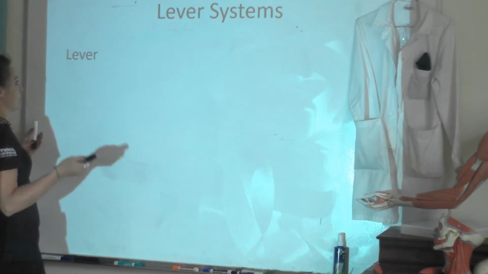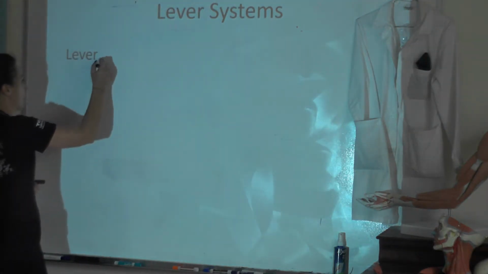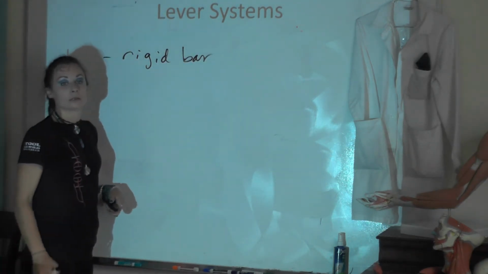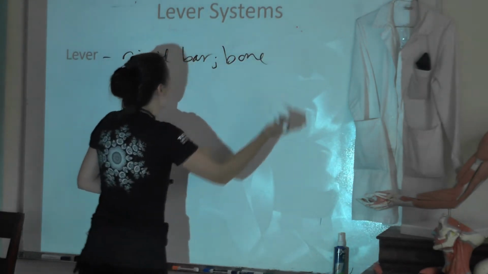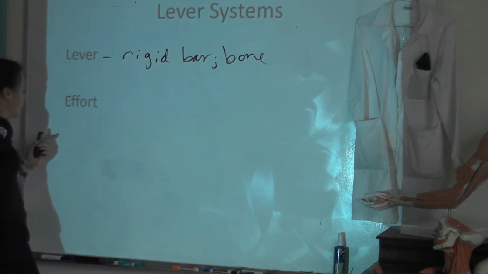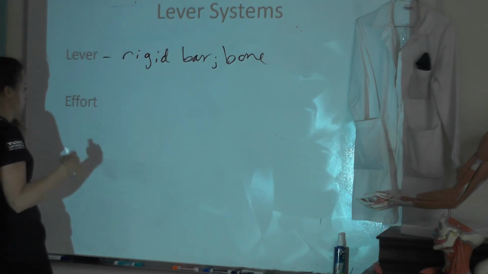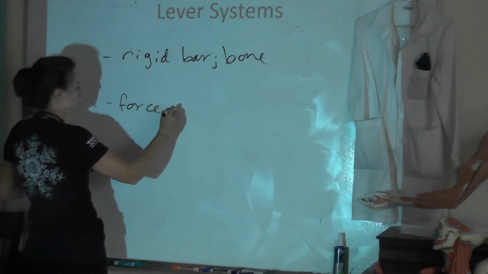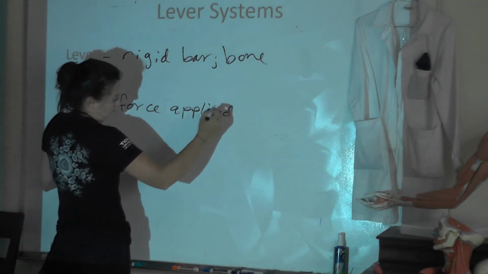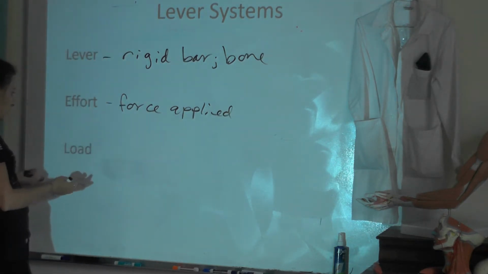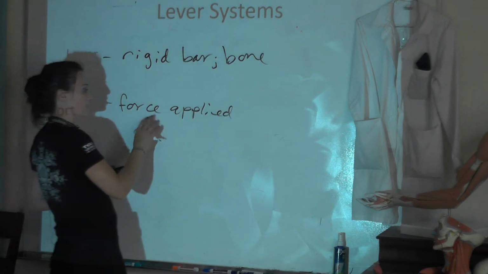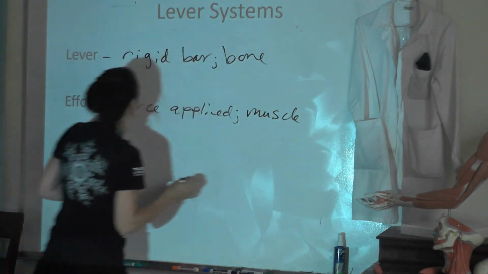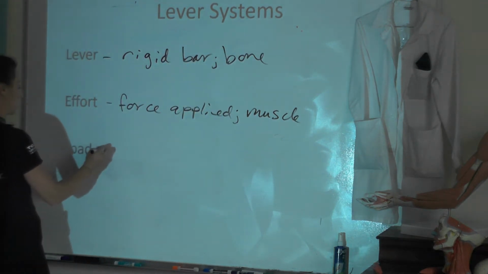So in lever systems, you have a lever, and this is a rigid bar. In the body, what's the rigid bar? It's the bone, right? Okay, great. And then in lever systems, you have some effort, which we could think about as the force applied to do the work. What work? Move the load. So where is this force coming from in the body? The muscle, right?